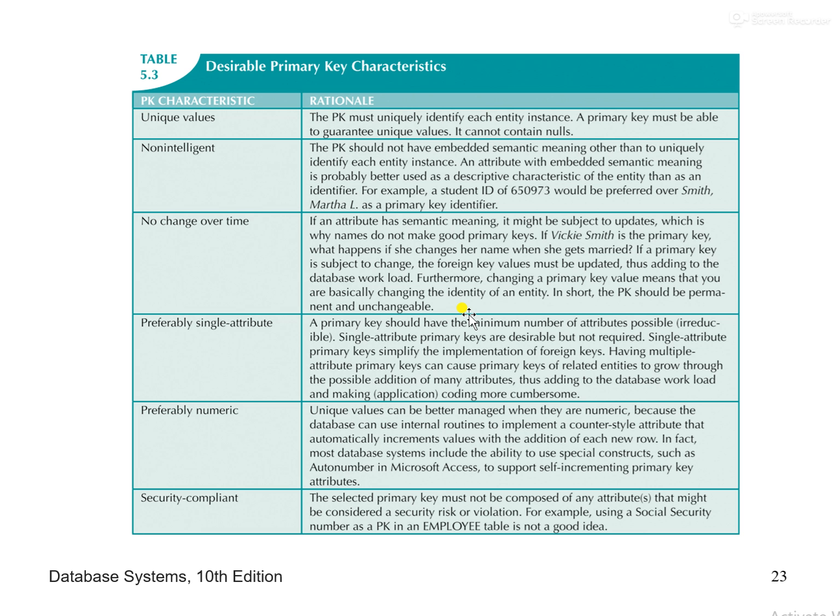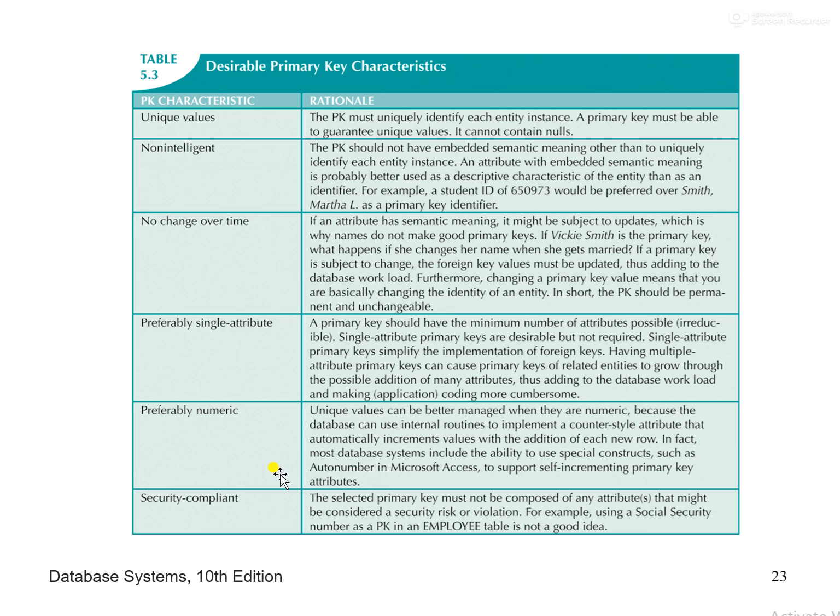Okay, preferably a single attribute. That is, wherever possible we should choose only a single attribute as a primary key. We should not go for the idea of a composite key. A composite key you should choose only when you do not have a single attribute which satisfies the criteria of a primary key. But wherever possible we should choose a single attribute as a primary key. We should not go for a composite key.